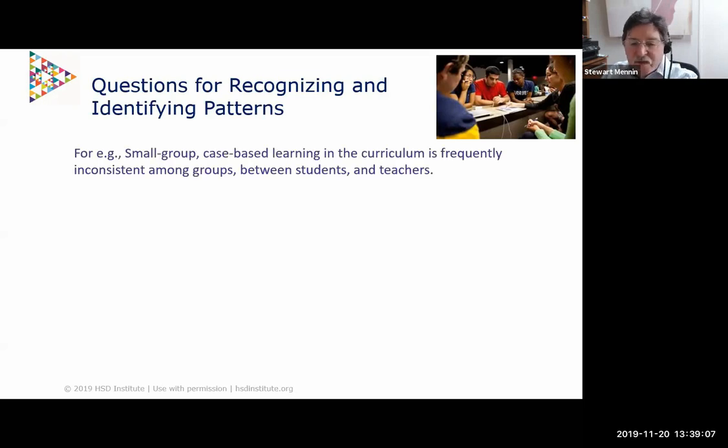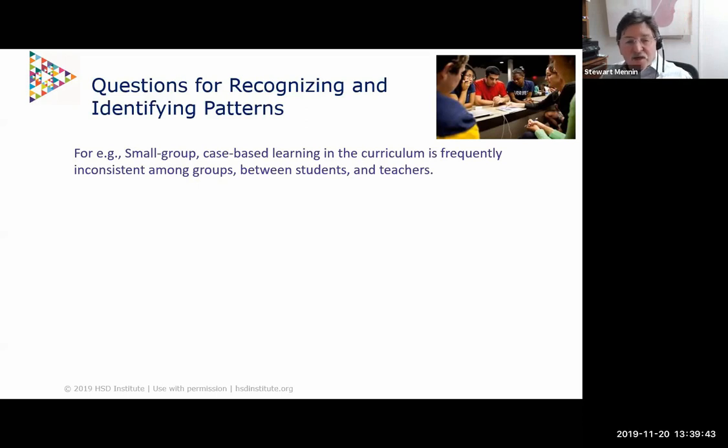So let's take an example. A small group of students working in problem-based learning or team-based learning, or even a clinical preceptorship group, a case-based learning curriculum. We observe that case-based learning or any group learning is inconsistent from week to week or day to day between students, teachers, and groups. We want to understand what that pattern is about, so we're going to ask 5 questions to help spot the pattern that we're dealing with.